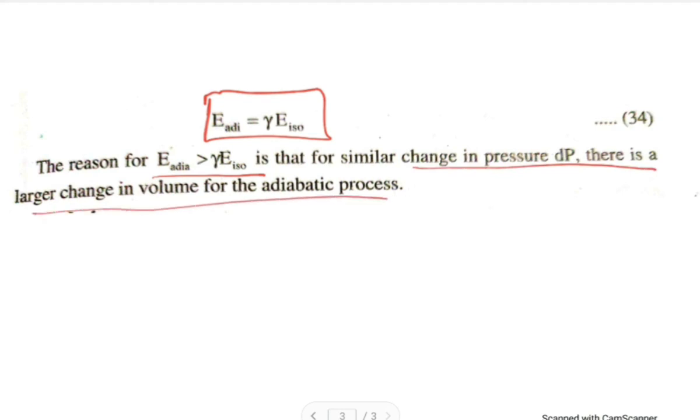Okay, so it shows that for a similar change in pressure, there is a larger change in volume for the adiabatic process, because the elasticity gives the relation between pressure and volume. So this is a small question asked in exams: the relation between isothermal and adiabatic elasticity, or show that adiabatic elasticity is more than isothermal elasticity. Thank you.